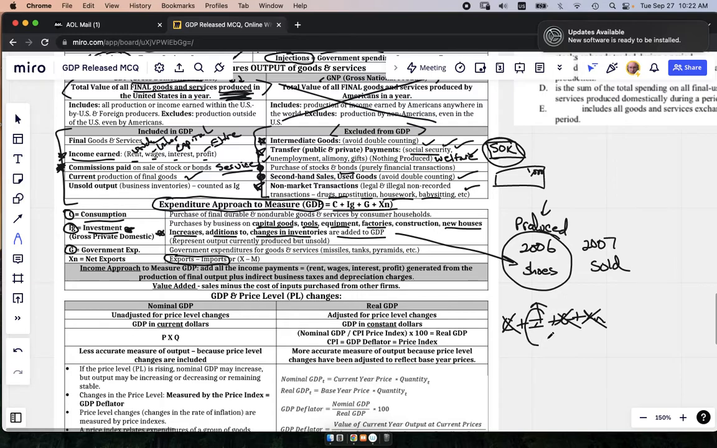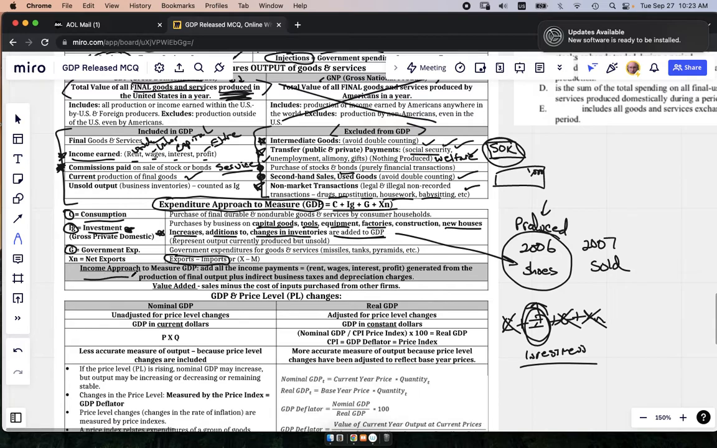So they have to flow into investment, right? That's what we mean by increases, additions, or changes in inventory are added to GDP. These things, even though they're not sold, flow into investment, and therefore they're counted in investment as GDP. I hope that makes sense. That always tends to cause a lot of confusion. All right, we covered it.